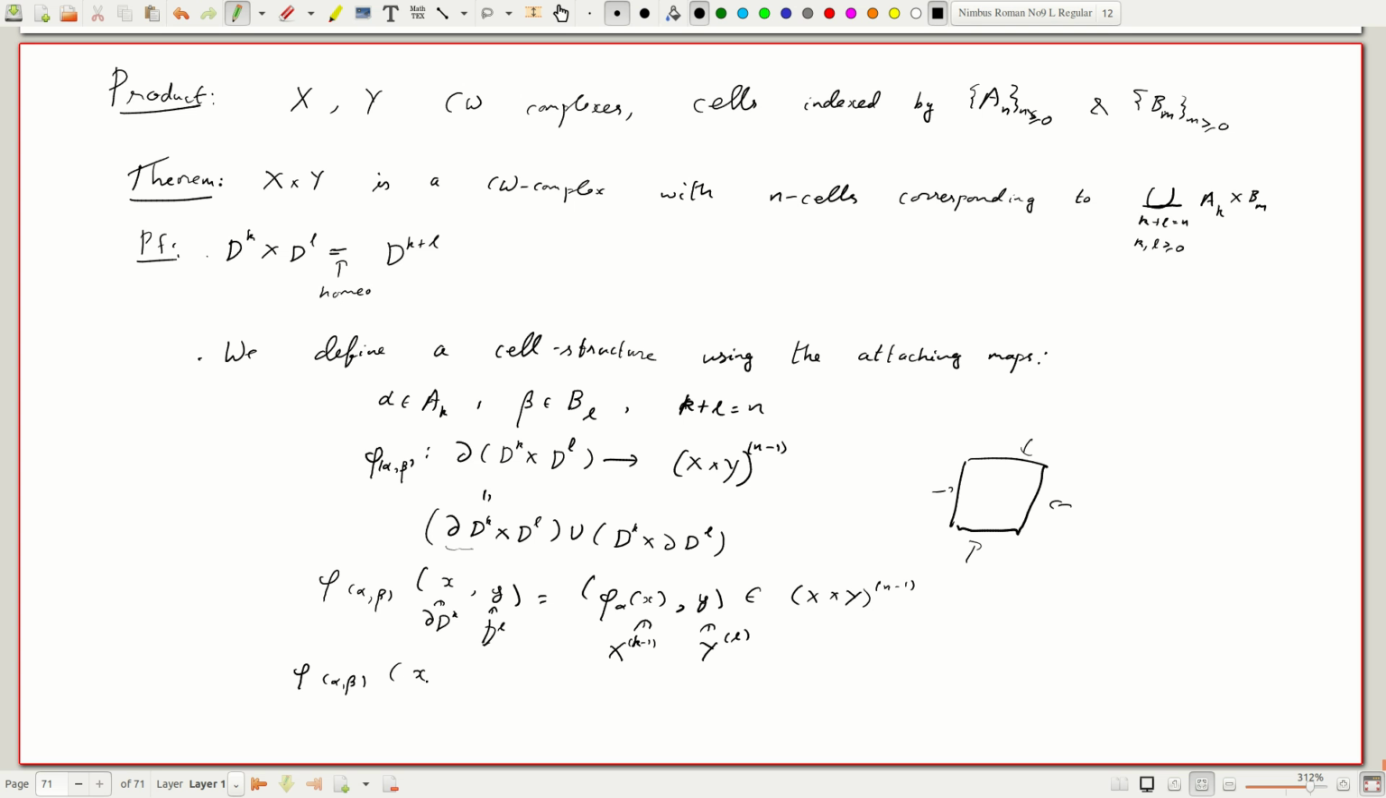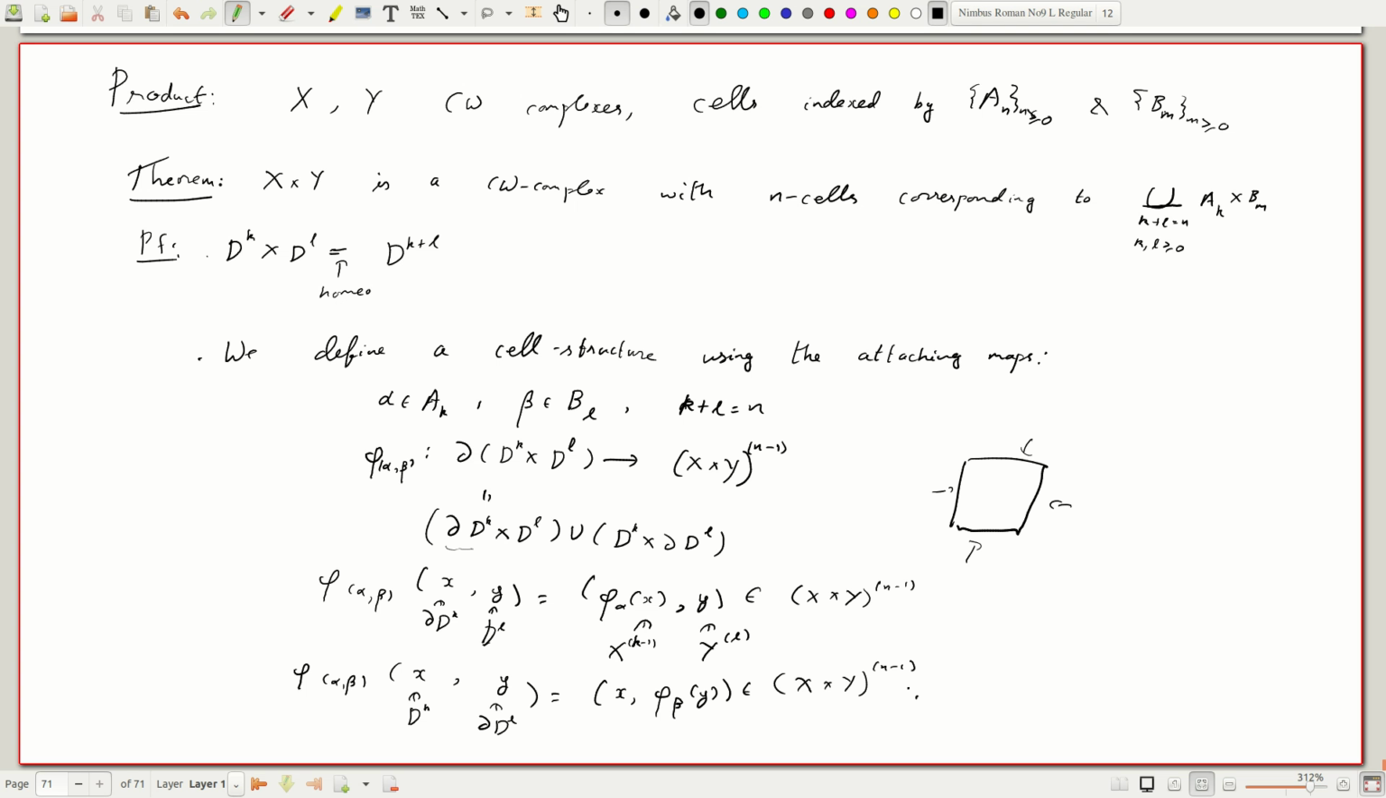and similarly phi_(alpha,beta), if I this time have x in D^k and y in boundary D^l, okay, then we just take x itself and then we take phi_beta of y. Okay, this again belongs to X cross Y, the n minus 1 skeleton.